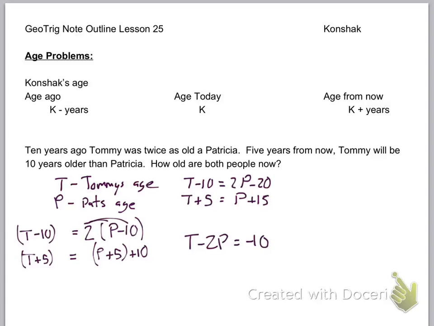Yeah. On the second equation, I'm going to do what? You're going to minus 5 and minus P. Yeah, minus 5 and minus P to both sides. So I get T minus P equals 10. And now I have a system of equations lined up, both in standard form.